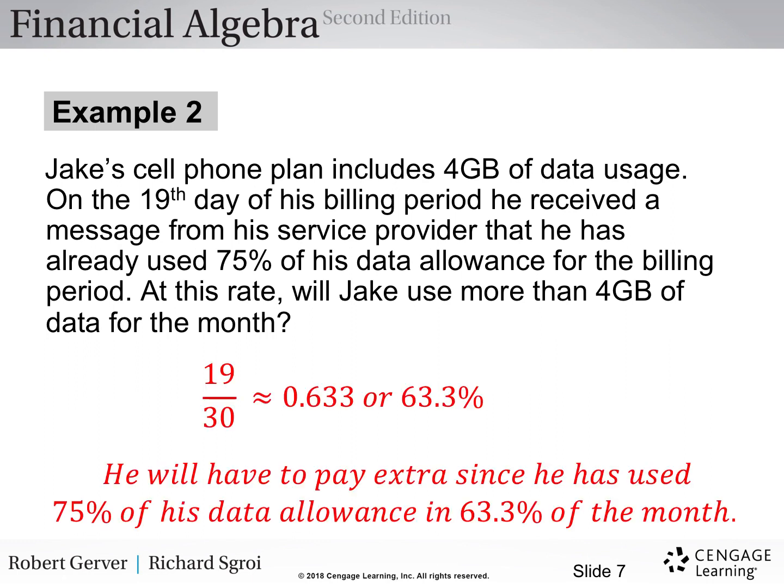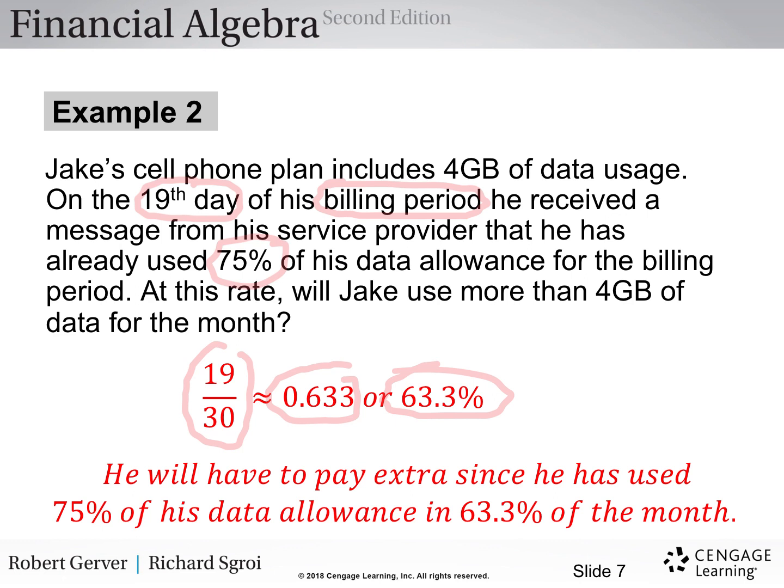Okay, so let's look at the information here. On the 19th day of the billing period, we're going to assume that the billing period is 30 days. If that's the case, 19 over 30 is equal to approximately 0.633, or 63.3% of the billing period. He will have to pay extra since he has used 75% of his data in only 63.3% of the month.